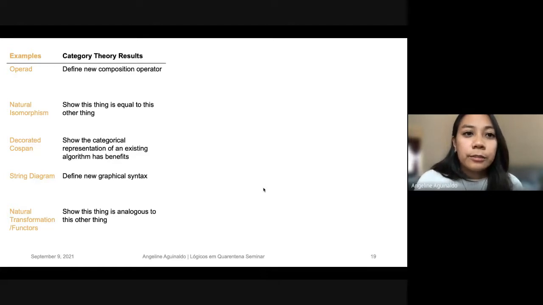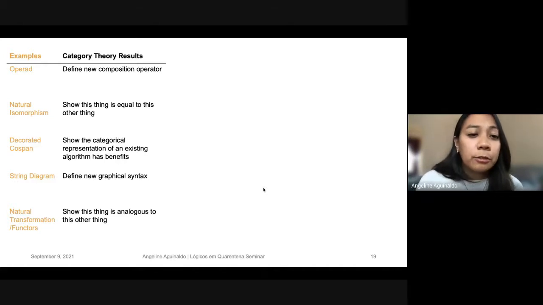Okay, so the first result is defining a new composition operator. Something that I've noticed is that in papers, if there's a new construction, it may be exposing a new definition of how to compose things. The example I have here is an operad, which, from my perspective, encodes this recursive or nesting composition, as opposed to the serial, vertical or horizontal composition that I was used to in string diagrams.